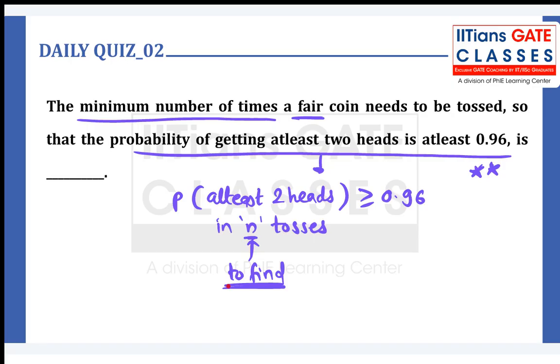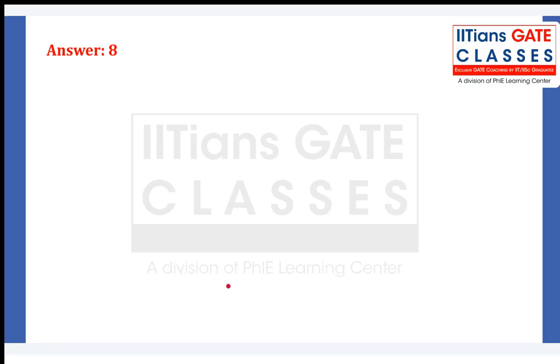So now, see, I can write this now. The probability of getting two heads is nothing but 1 minus probability of getting one head or probability of getting no head. Okay, so what I'm trying to tell you is probability of getting two heads at least.